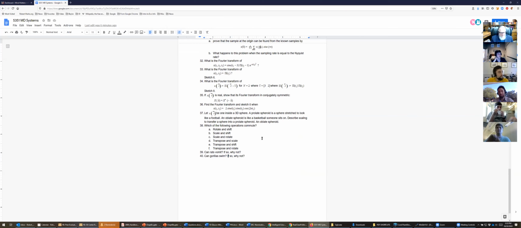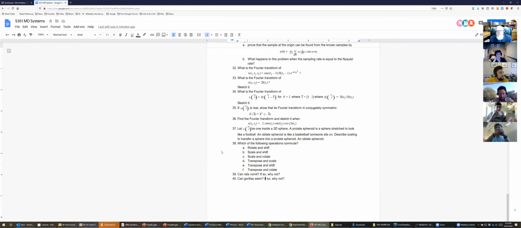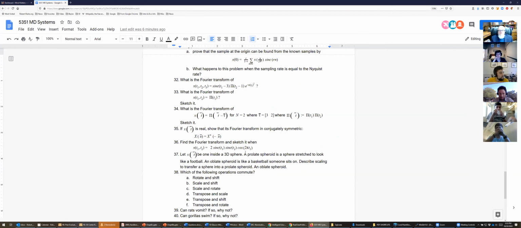Okay, so I think what Justin is talking about is: let x of t be one inside a 3D sphere. In other words, this is a three-dimensional function. The three-dimensional function is equal to 1 inside the sphere and 0 outside the sphere.